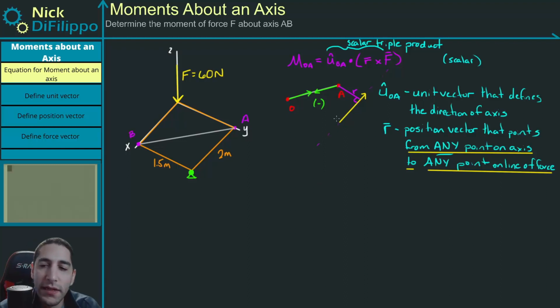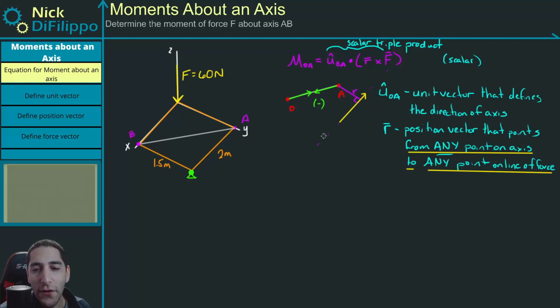Now, normally these points that you're going to choose are going to be defined in the problems. They're going to be points that are given to you that you know from the problem. It's going to give you a point in space, and it's going to give you dimensions to that point in space. And those are normally the good points to choose.